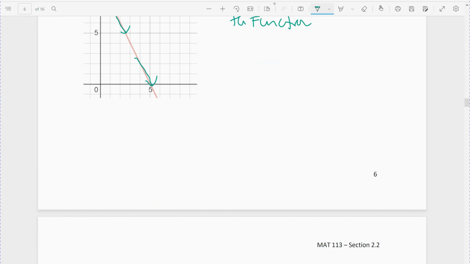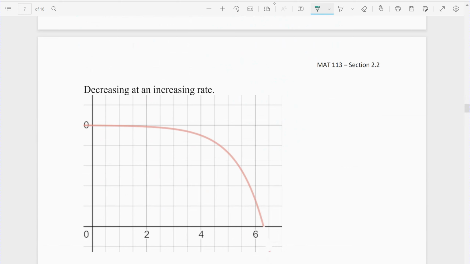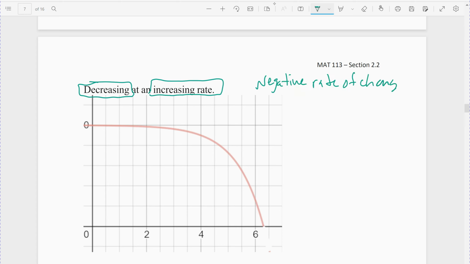All right, so we'll look at another decreasing graph. This one's decreasing, but at faster and faster rates. So again, we're moving in the downward direction, but it starts to go faster and faster in the downward direction. So again, it's decreasing, moving down, but at faster and faster speeds. So it's a negative rate of change, and those rates of change go faster and faster. They get bigger, because it's a faster decline as we move down.